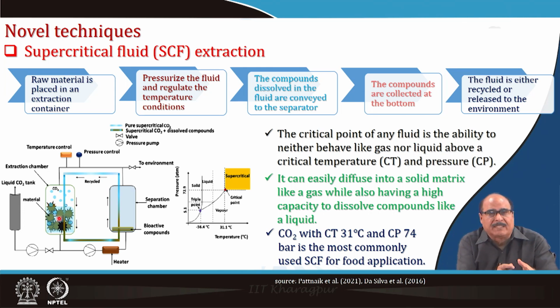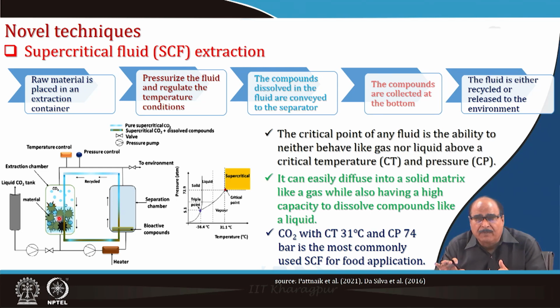The compounds in the extraction column are mixed with the pressurized carbon dioxide, and temperature and pressure are controlled and regulated to the desired level. The compounds dissolved in the fluid are conveyed to the separator, where they are collected at the bottom and the fluid is released to the environment. These are the steps involved in supercritical fluid extraction.